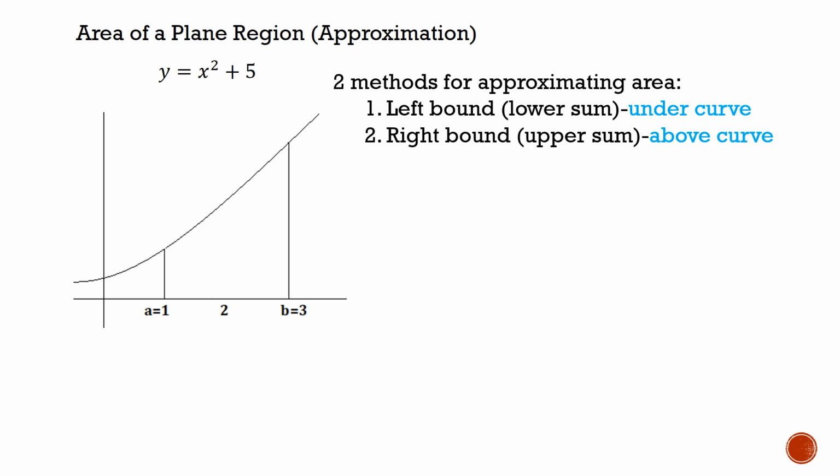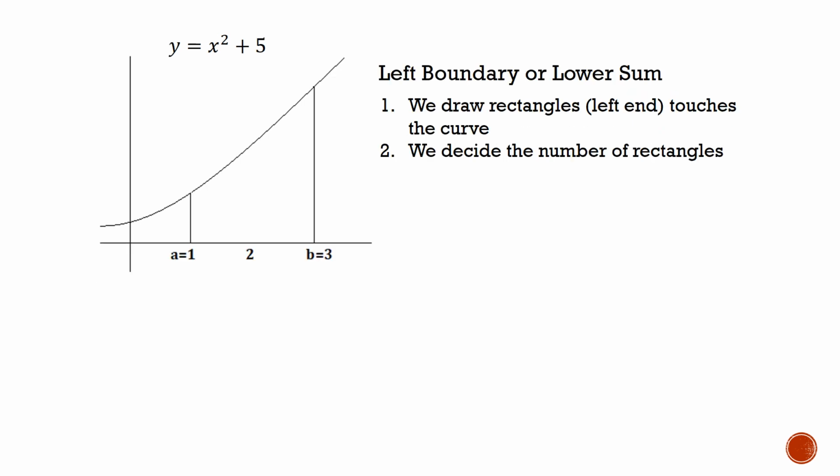So what does this mean? Above the curve, below the curve? Well, I'll show you, because we're going to have to create rectangles to be able to approximate the area underneath the curve. Okay, so we're going to take a look at this example, y is equal to x squared plus 5, and we're going to try to approximate the area between 1 and 3.